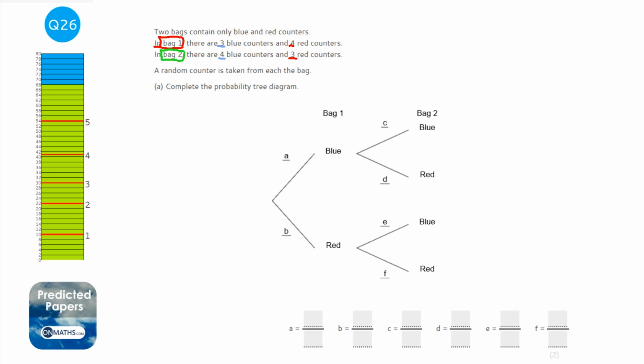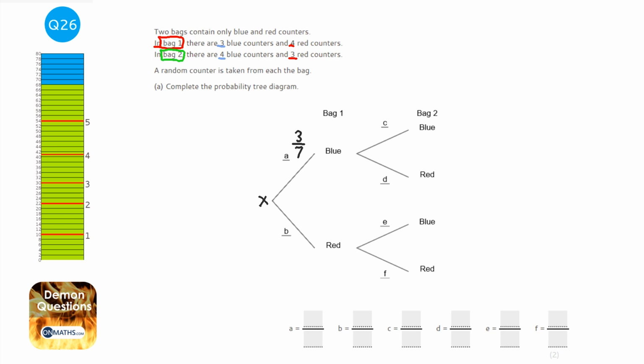So with tree diagrams we always start here, and we ask ourselves, well, in bag 1 we can either pick a blue or a red. Well, let's start with blue. What's the probability I pick a blue? Well, there's 3 blues and there are 3 blues and 4 reds, so 7 in total.